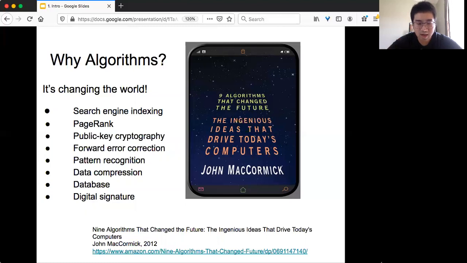He looked at tons of algorithms that we are using today. He said that these 9 algorithms actually changed our world, and we actually use them in our daily life. And if you look into them, all but one, except for pattern recognition, are somewhat related to distributed systems. And nowadays, machine learning, pattern recognition, or AI in general also runs on top of distributed systems.